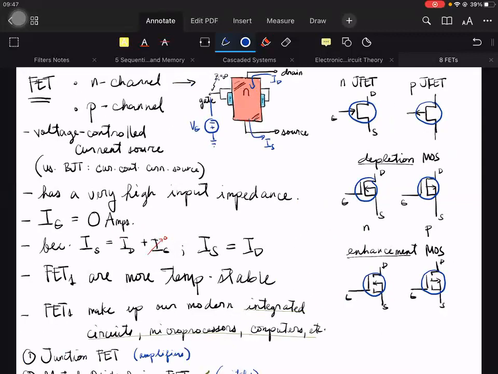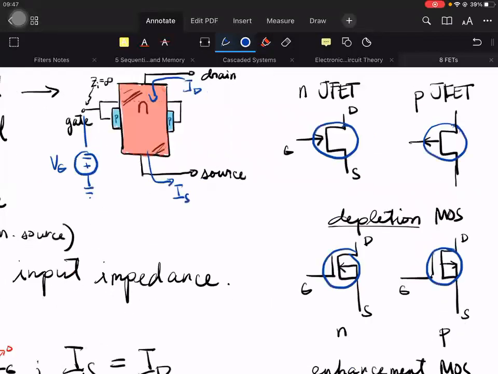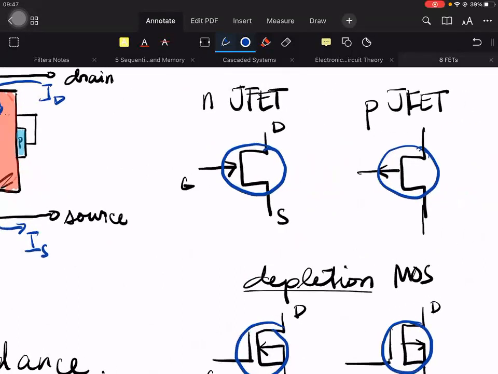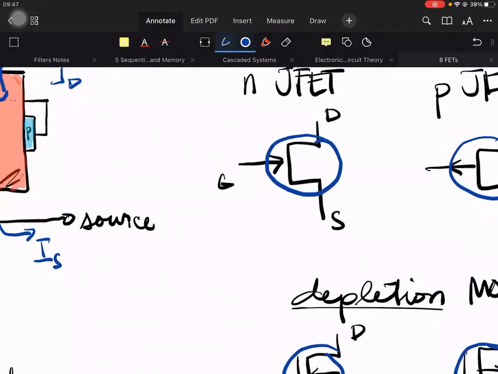Now, we do not really need to memorize all of it because in our analysis of FET amplifiers, we'll only be focusing on the N JFET. N JFET or P JFET are the same, they only differ in polarity or directions of current.